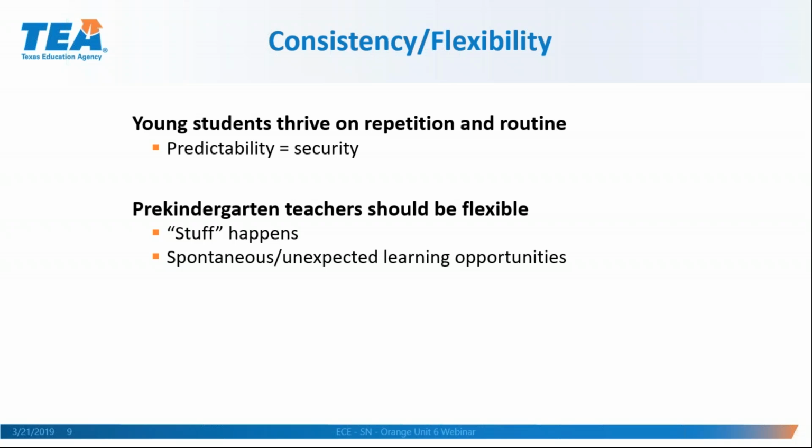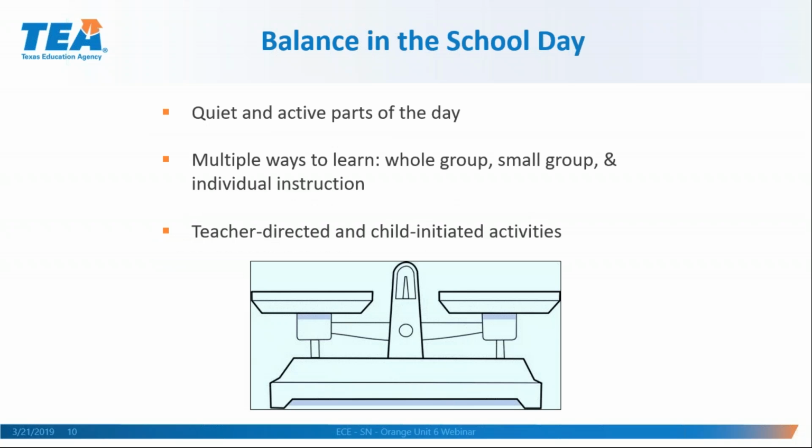So there is a general guidance here that although the class schedule should be consistent, it should also be flexible. And that makes it even harder, I understand. There should also be balance in the school day. So the amount of quiet needs to be a little bit equal to the amount of active. So you might do a quiet thing first, and then you want to do an active thing, and then you can probably go back to quiet again. Even multiple ways to learn.